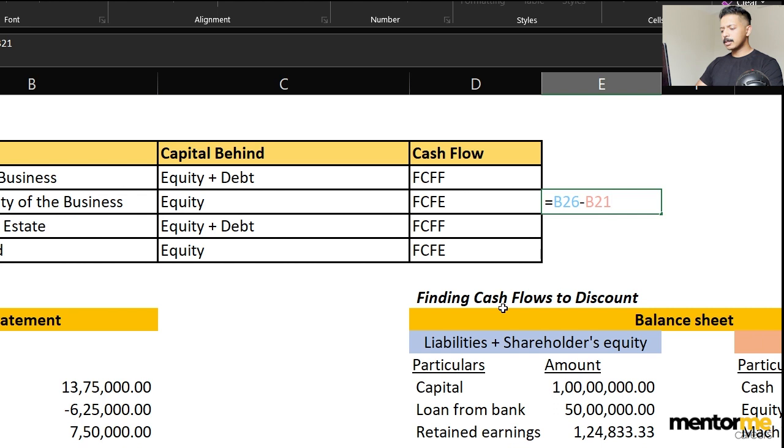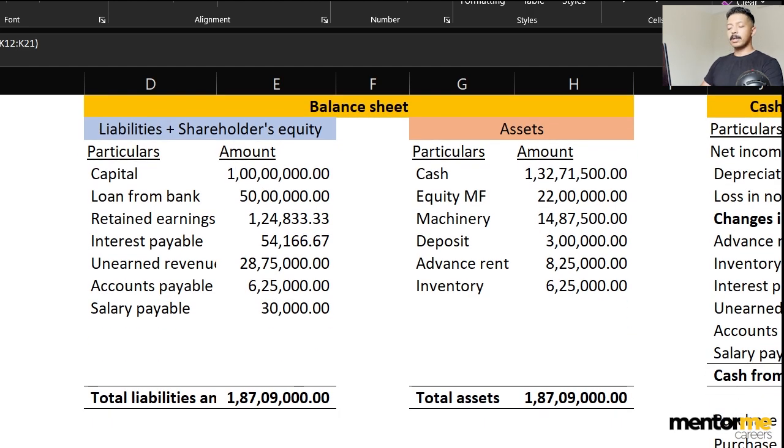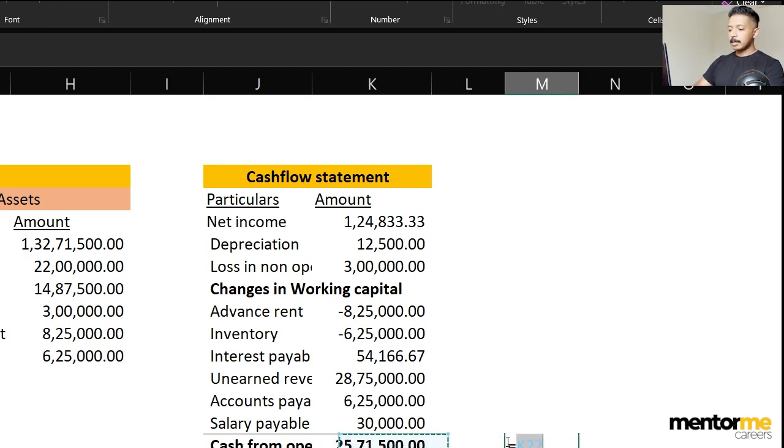Now the next question that arises is, what are the revenue and payments which are not in cash? If you already have a cash flow statement, you really don't have to do that, because you could directly take the CFO, which is net income plus depreciation plus the loss in non-operating income. That would give you the cash flows from operations, and it's already calculated: 2571. So what would be the free cash flow in that case? It would be the cash flow from operations.